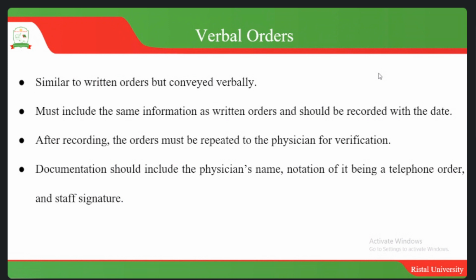Then documentation should include the physician's name, notation of it being a telephone order, and staff signature. So when you're writing down this information that the physician has given you through verbal orders, you should always note that this was instructed by the physician by phone call, and you put the name of the physician who instructed you to give that medication. And above all, you should put your signature as the person who was given the instructions verbally by the physician.